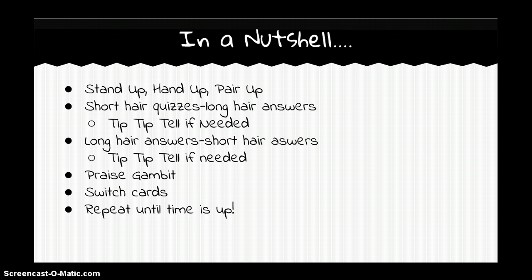And then the other person will quiz. You switch roles. The long-haired person will quiz. You praise each other. It's called a gambit. We actually have an anchor chart of gambits that we're compiling in my classroom. We started out with you're a superhero, you rock, just little things like that. They're often silly because the kids want to do them. Then they switch cards, hence the trade in Quiz, Quiz, Trade. Switch cards, and then you repeat. Stand up, hand up, pair up, looking for eyes, high five, over and over until I call time. So you may begin.